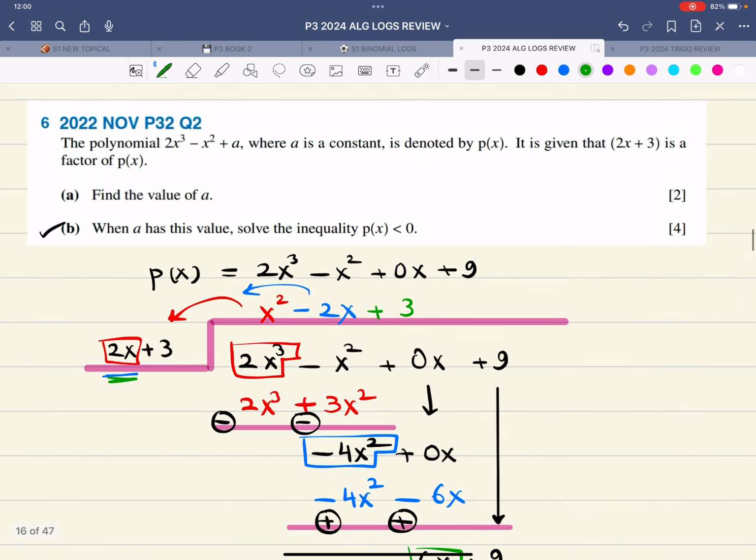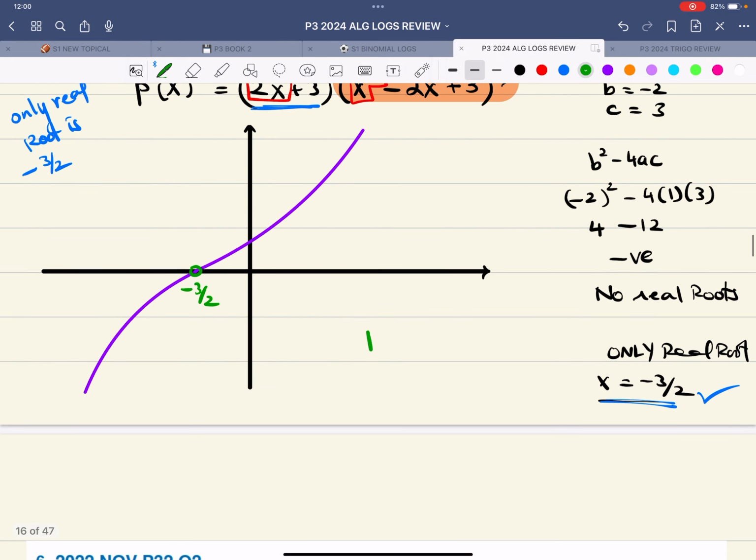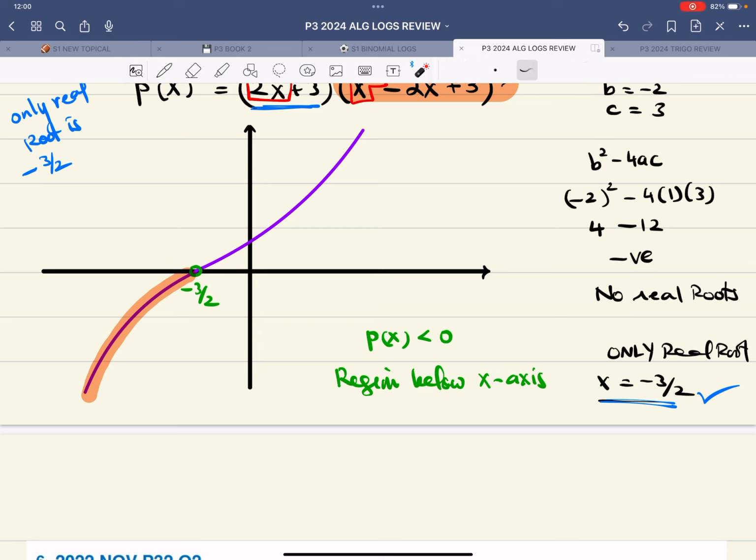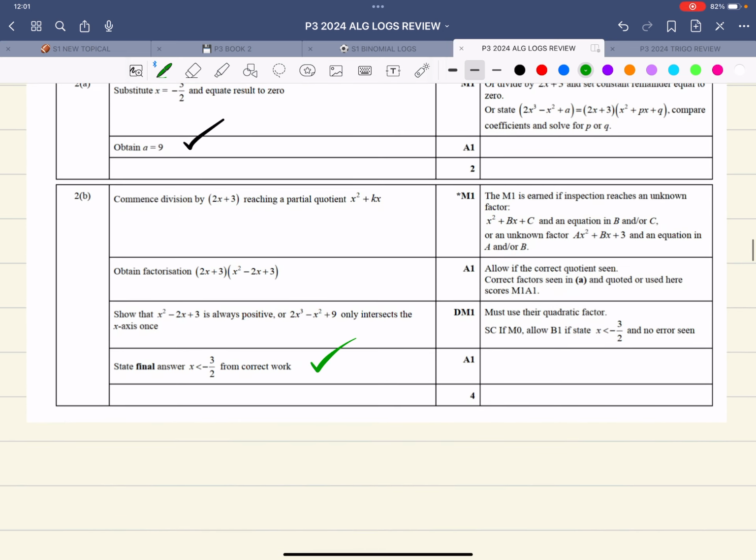And we want to solve the inequality Px is less than 0. So Px less than 0 means the region below the x-axis. So let me highlight this particular region. That is this one, the region below the x-axis. That means if my x value goes to the left of negative 3 over 2, the y value will decrease. That is exactly what it is saying. So therefore the answer over here is x is less than negative 3 over 2, and that is the answer.